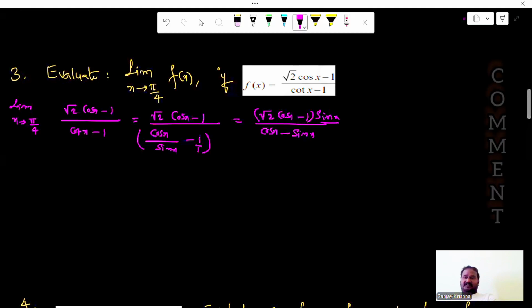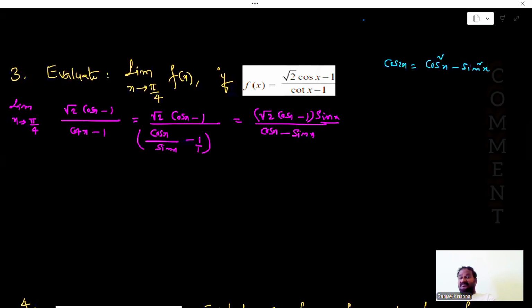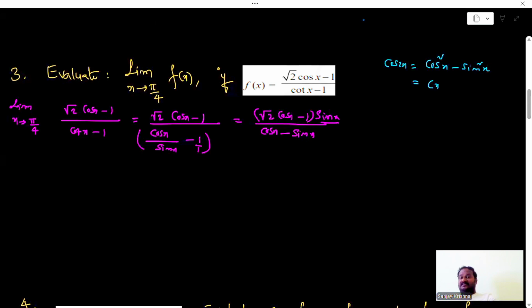You know how it is? Once observe, I am going to write that cos 2x is equal to, you have three formulas for cos 2x, that is cos square x minus sin square x. This is one formula. You can write this cos square x minus sin square x as cos x minus sin x into cos x plus sin x. This is one formula. See, here it is cos x minus sin x, but in order to get that formula, you need to multiply this by cos x plus sin x.